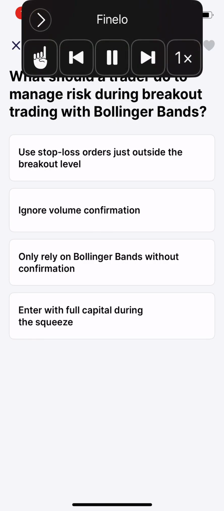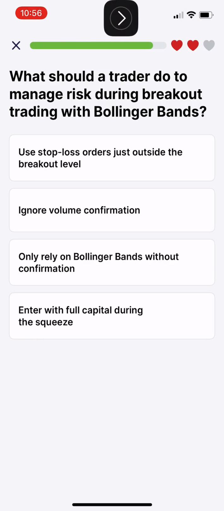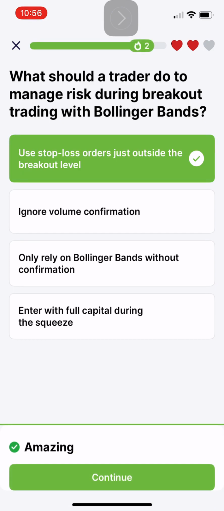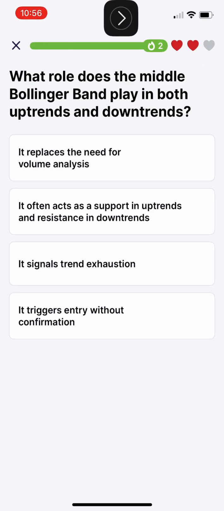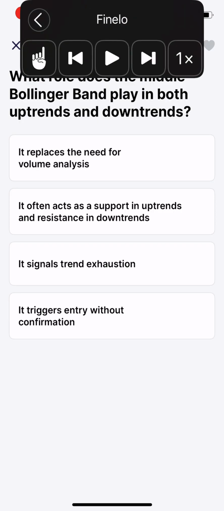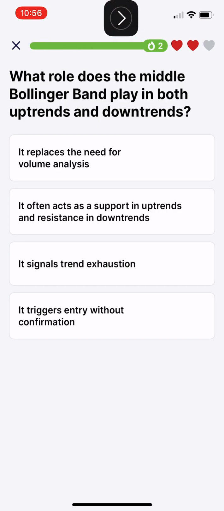What should a trader do to manage risk during breakout trading with Bollinger Bands? Use stop-loss orders just outside the breakout level. Ignore volume confirmation. Only rely on Bollinger Bands without confirmation. Enter with full capital during the squeeze. What role does the middle Bollinger Band play in both uptrends and downtrends?